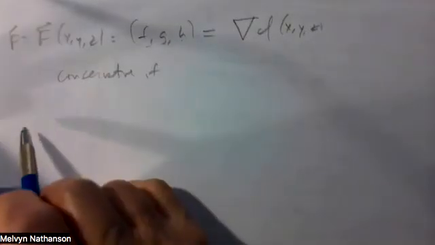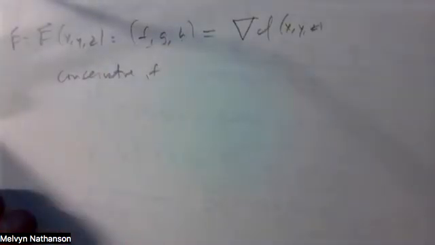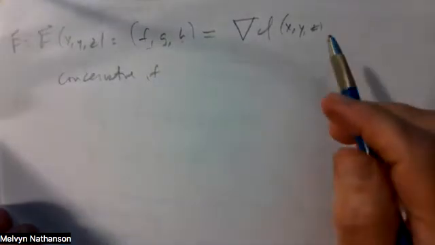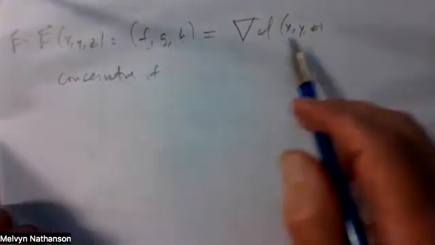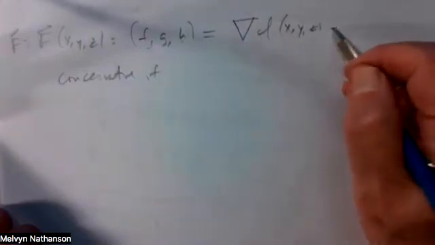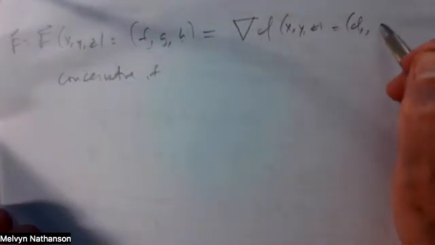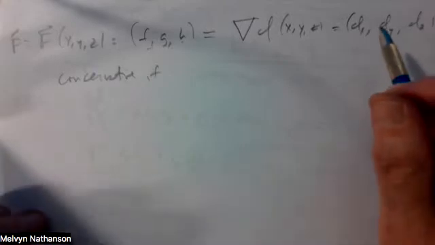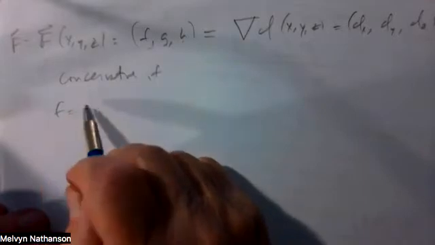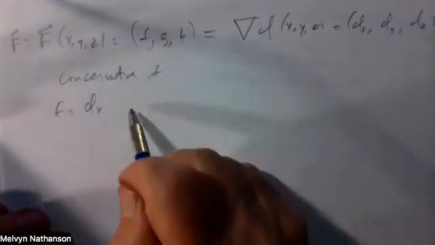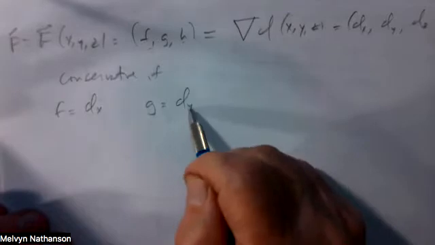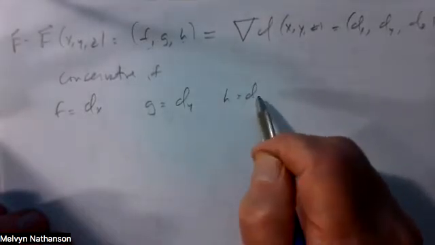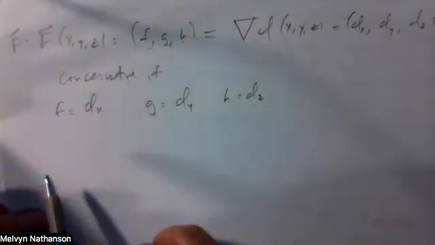So which means that if this is conservative, the gradient of phi is partial phi with respect to x, partial phi with respect to y, and the partial derivative of phi with respect to z. Which means if the vector field is conservative, F is the partial of phi with respect to X, G is the partial of phi with respect to Y, H is the partial of phi with respect to Z.